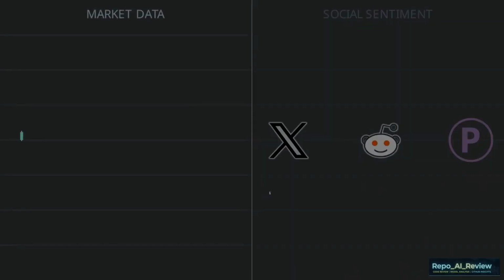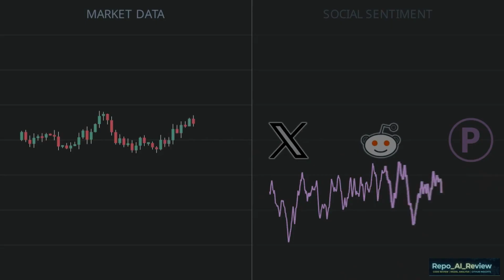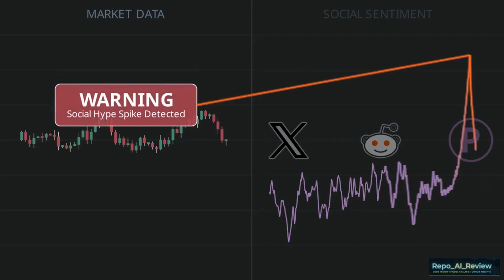This split-screen chart illustrates another standout feature: social sentiment integration. While the left side tracks traditional financial candlesticks, the right side monitors crowd behavior across platforms like X and Reddit. By pulling data from social APIs and prediction markets like Polymarket, the system quantifies crowd enthusiasm. When it detects a sudden spike in online hype, it instantly triggers a preemptive warning indicator on your financial chart.